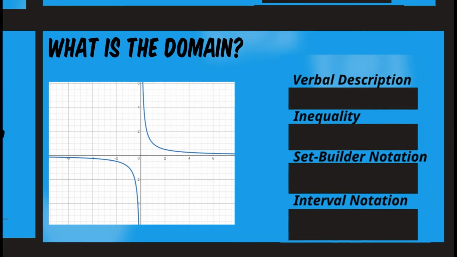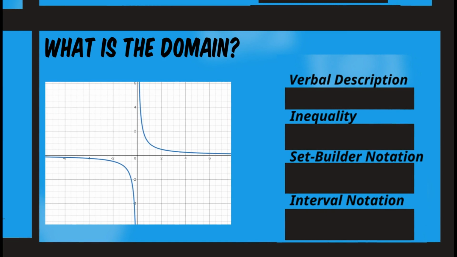Now here is where we get a little bit different. This is a rational function. I can tell it's a rational function because I have a vertical and horizontal asymptote.